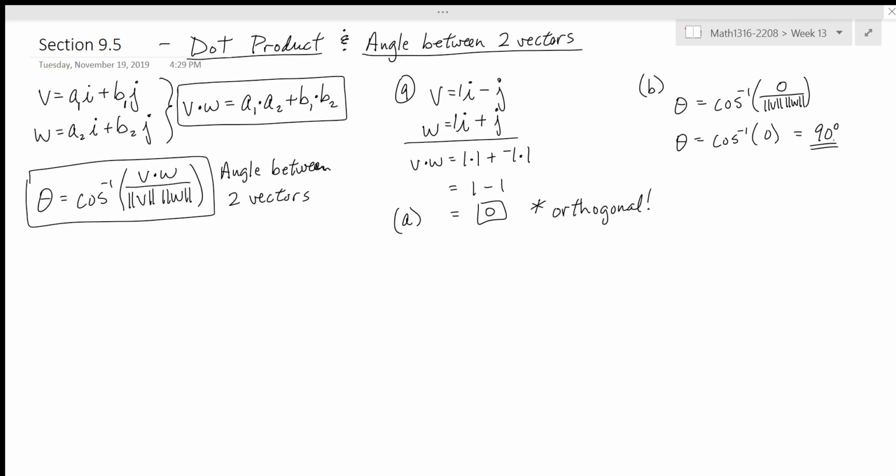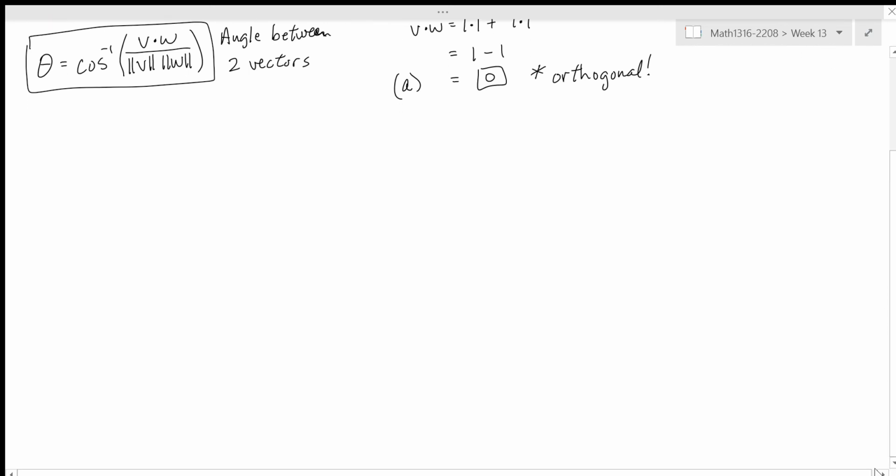And I think I have just enough time to do one more problem. So we'll do number 13. And believe it or not, that will be satisfactory coverage of this section. Yep. Number 13. We've got vector v is square root of 3 i minus j. And vector w is i plus j.